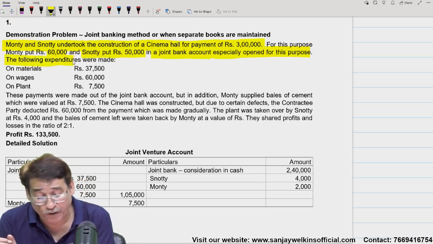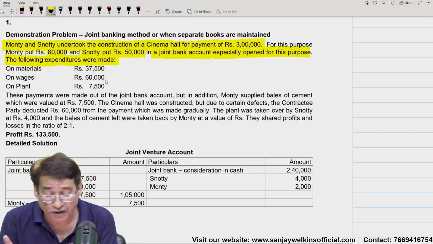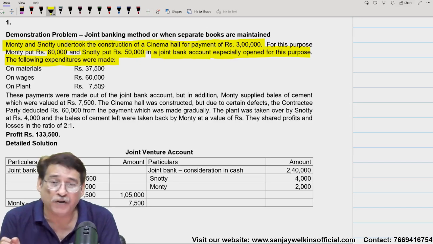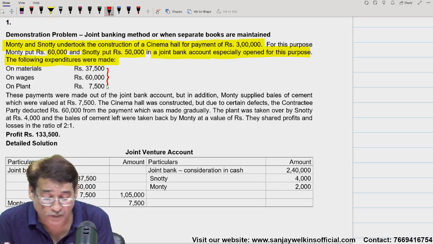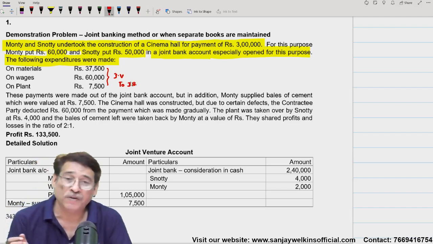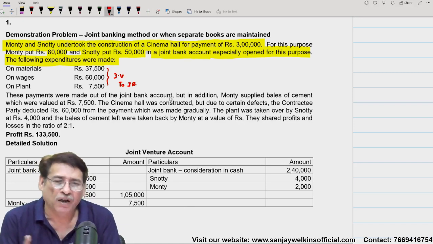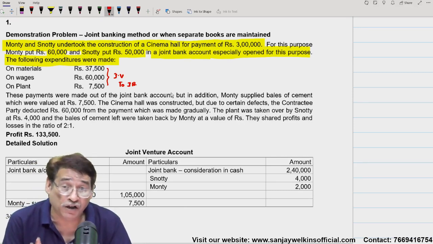Now the next information is that the following expenditures were incurred. Material 37,500, wages 60,000, plant 7,500. So total expenses we have incurred. What will be our entry for all these expenses? Joint venture account debit to joint bank account. You are going to write this entry for expenses. These payments were made out of the joint bank account. Obviously, when we are doing the joint banking method, we will presume that whatever payments are being done, those payments are being done through the joint bank.